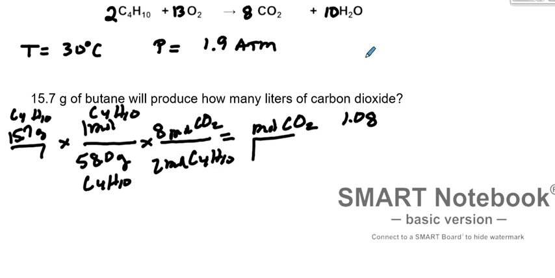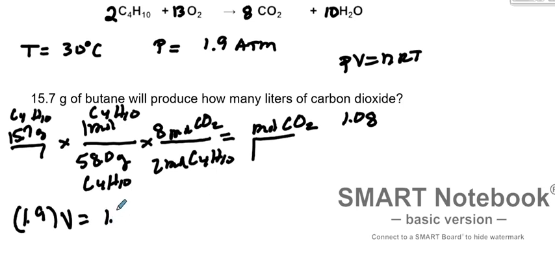Now we're going to use the equation PV equals nRT to solve for our volume. This is the ideal gas equation. One of the most useful things of this equation, it converts any moles into new conditions that are not standard. So I'm going to fill in my pressure, 1.9 atmospheres. I'm going to multiply that by an unknown V equals moles. My n is going to be the 1.08 that I just solved for by stoichiometry.